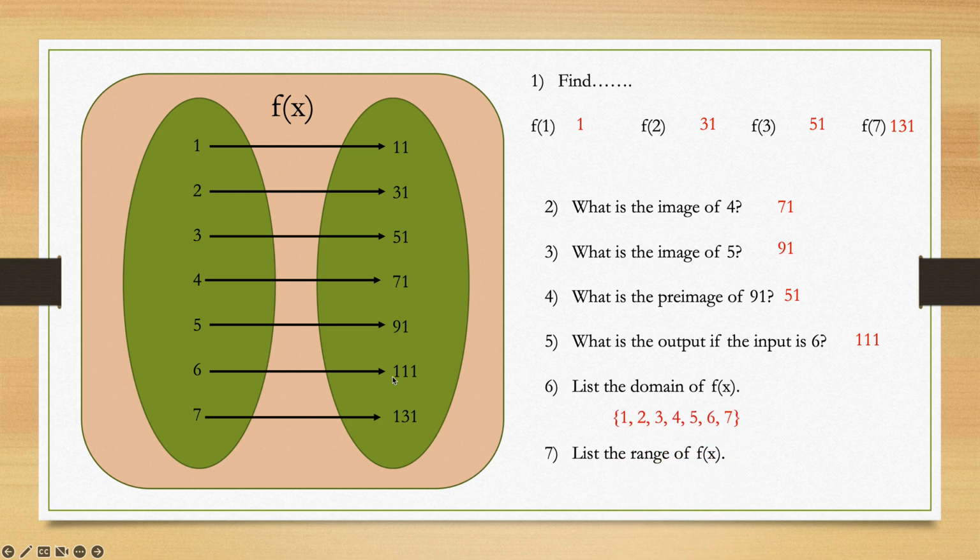List the domain of f. It's the same as before: 1, 2, 3, 4, 5, 6, 7. What's the range of f of x? Range is output. The output would be 11, 31, 51, 71, 91, 111, and 131. Okay? So that's a good picture of the relationship, and you're growing more comfortable with the terminology.